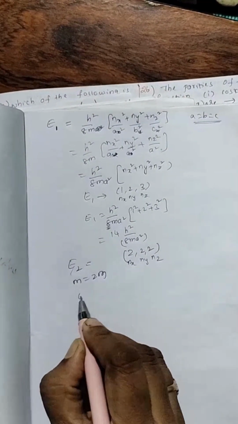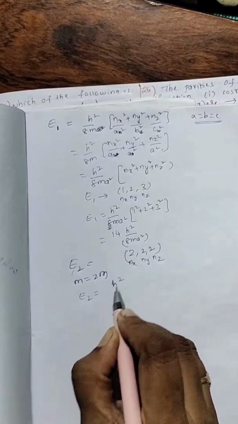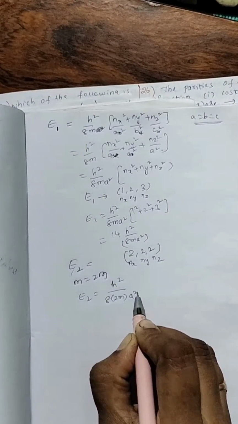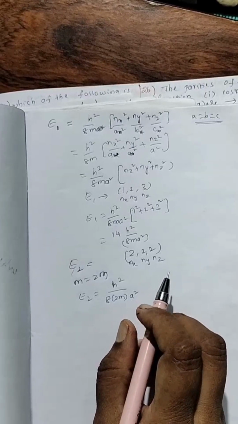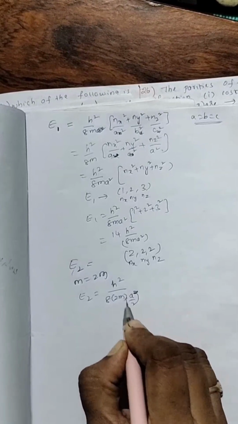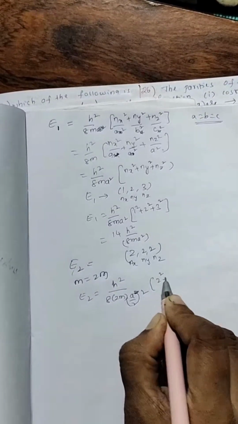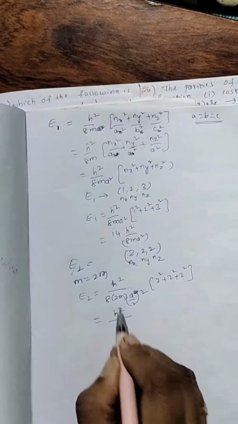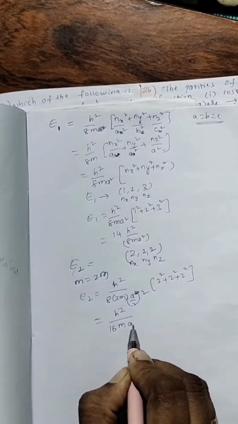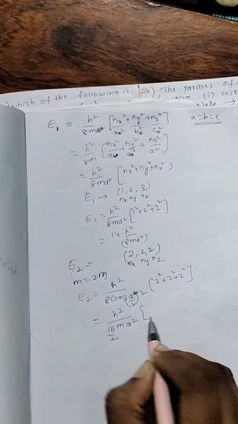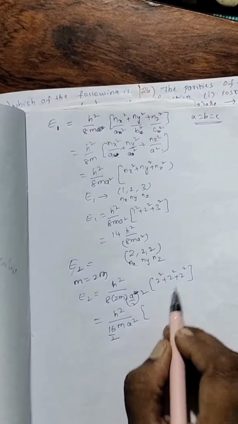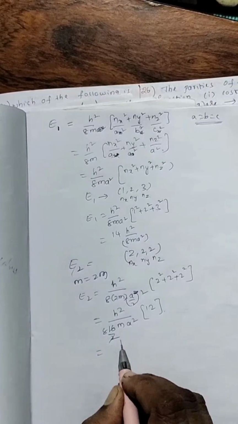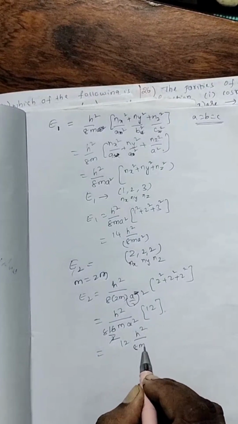And now E2, the same formula. In place of m, 2m. As usual, in place of a, he said side of a by 2, whole square. nx 2 square, ny 2 square, nz 2 square. So h square by 8, 2 times m is 16 m, a square by 2, into 4 plus 4 plus 4, that is 12. So 12 h square by 8m a square.